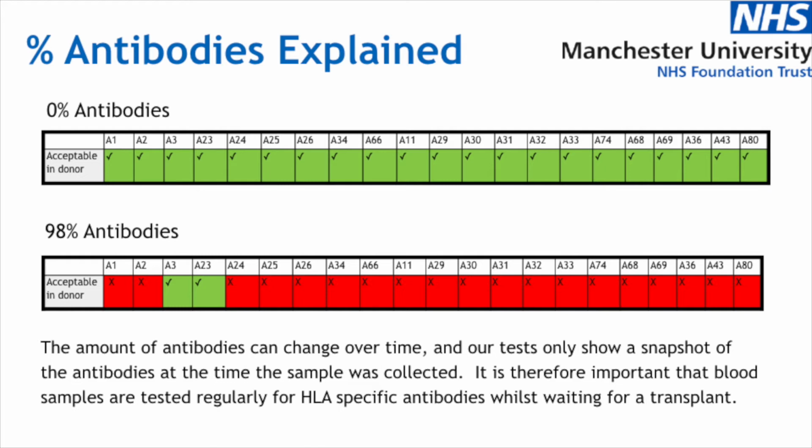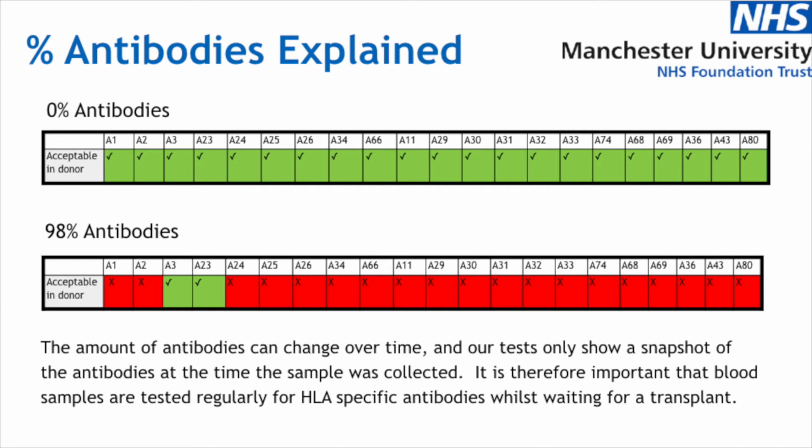So one term that you might hear when you talk to your transplant surgeon or your transplant nephrologist is how many antibodies you've got or how high the level is. And sometimes they call it your PRA, or they might call it your calculated reaction frequency. I'm just going to use this slide to try and explain what that actually means.